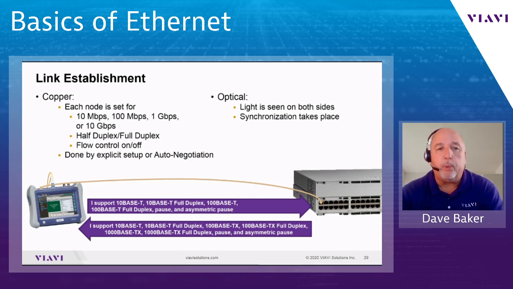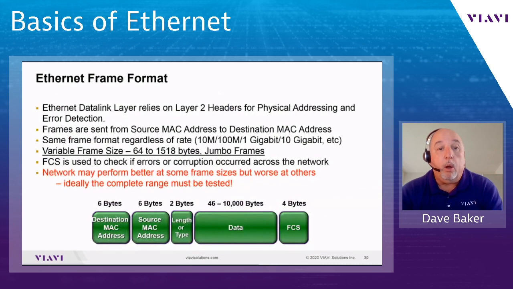Optical's a little simpler. Typically, when light is seen on both sides, there's still some auto negotiation that takes place, but normally, it's on both, and the links will come up as long as light's seen on both sides. Once the link is established, then the data link can come up.